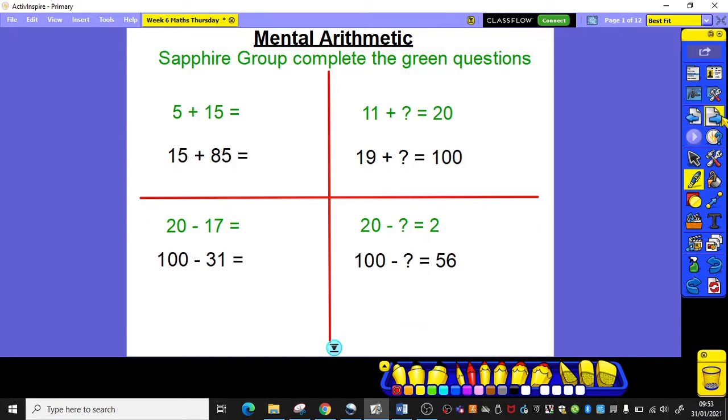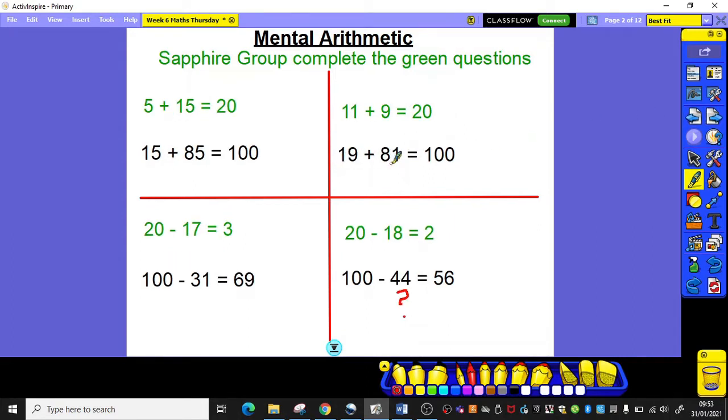And 19 add something was 100. Well, add 1 is 20. Add 80 then is 100. Or I could have done 100 take 10, which is 90. Take away 9, which is 81.